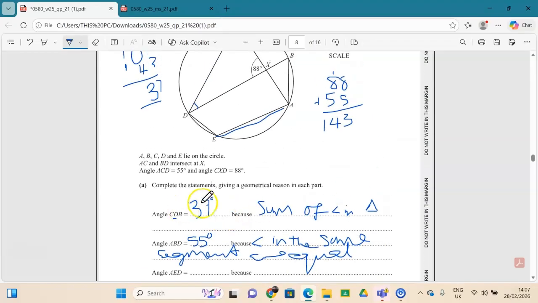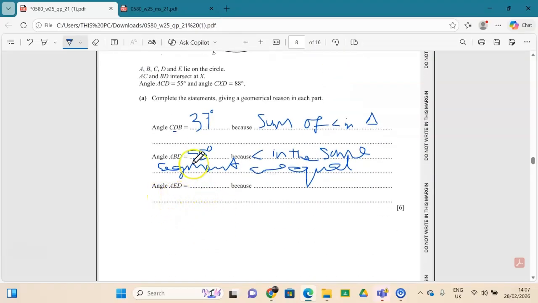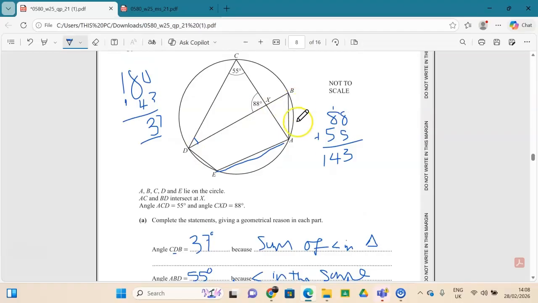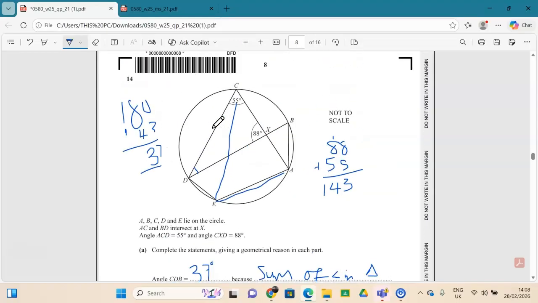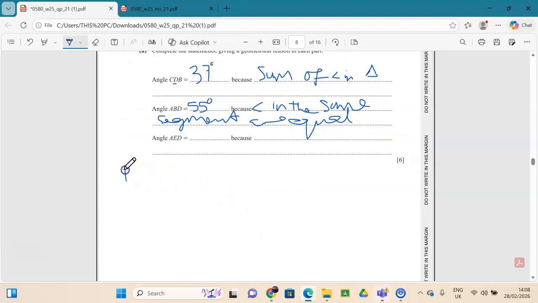The last one says angle AED. Let's look for AED. This is A, E, and D. If you understand your circle theorem very well, we call this opposite angles in a cyclic quadrilateral. So if this is 55, this other one will be 180 minus 55. Let's work it out: 180 minus 55 gives 125. So the angle here will be 125.